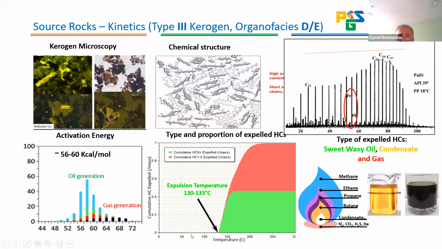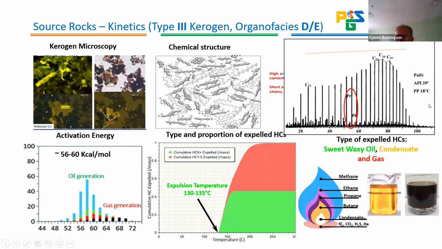So it generates and expels oil much later, because you need much more energy to crack this type of kerogen. And again, you produce hydrocarbons. This is a gas chromatogram, quite waxy hydrocarbons, waxy oil. Pristane/phytane is almost always greater than 3.